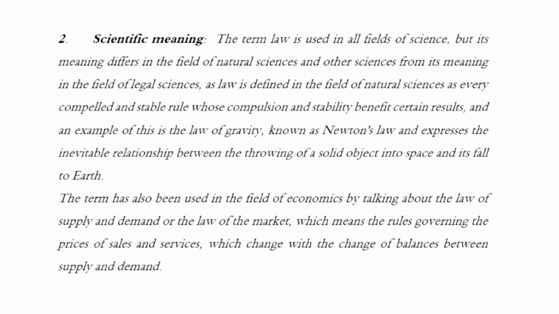2. Scientific meaning. The term law is used in all fields of science, but its meaning differs in the field of natural sciences and other sciences from its meaning in the field of legal sciences. Law is defined in the field of natural sciences as every compelled and stable rule whose compulsion and stability benefits certain results. An example of this is the law of gravity, known as Newton's law, which expresses the inevitable relationship between the throwing of a solid object into space and its fall to Earth.